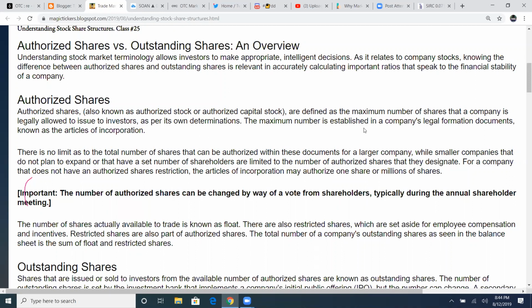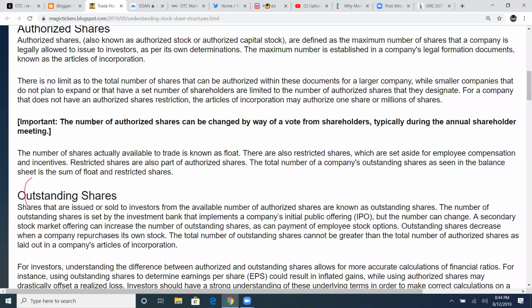The maximum number is established in a company's legal formation documents known as the Articles of Incorporation. There is no limit as to the total number of shares that can be authorized within these documents for a larger company, while smaller companies that do not plan to expand or that have a set number of shareholders are limited to the number of authorized shares that they designate. For a company that does not have an authorized share reduction or restriction, the Articles of Incorporation may authorize one share or millions of shares.